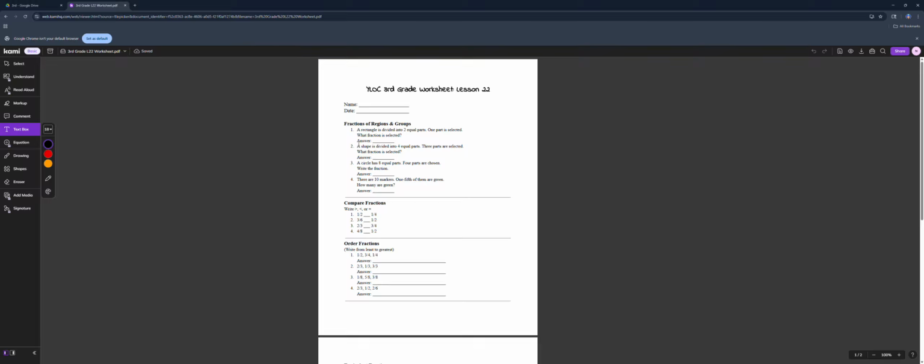And for the first section, we're going to go over fractions of regions and groups. A rectangle is divided into two equal parts. One part is selected. What fraction is selected? So we know the total, or denominator, is going to be 2, and they're saying that only one of them is selected out of the two. So the fraction will look like 1/2.